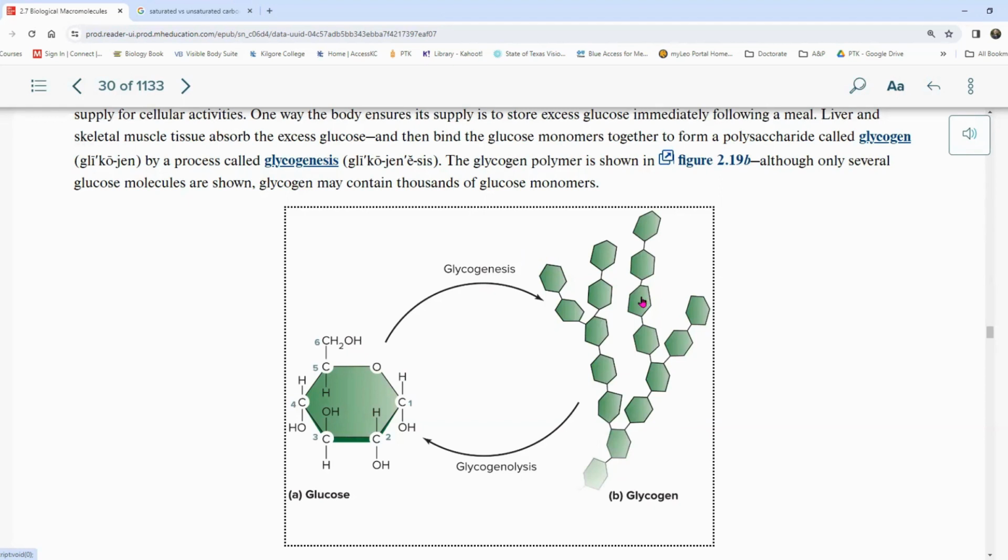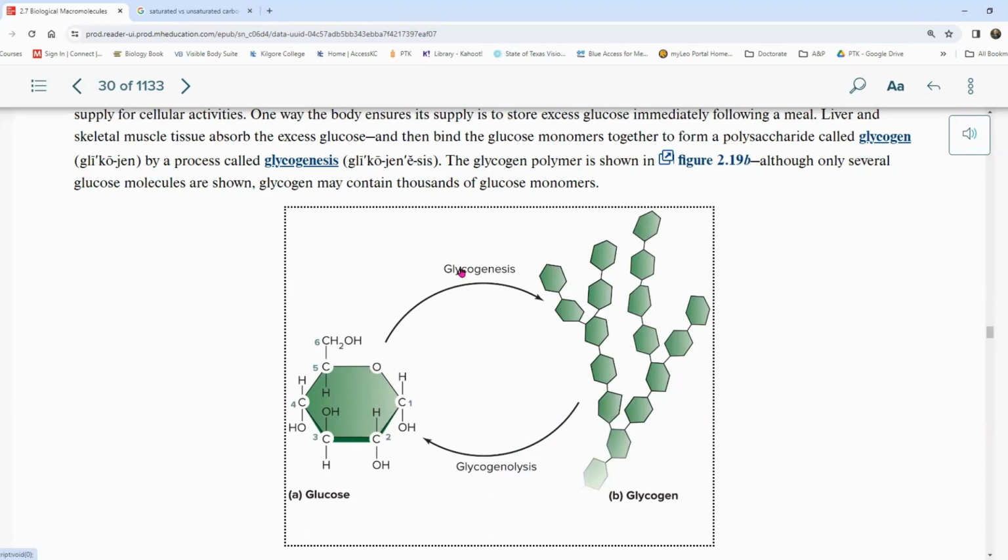Now, let's say that you haven't eaten breakfast or you've skipped breakfast and lunch. Your body is going to go through something called glycogenolysis. Remember, lysis meant to break down or separate. Glycogen, which is this molecule right here, is being broken down. So that's what glycogenolysis means. Essentially, glycogenolysis is going to take this glycogen molecule and break it apart back into glucose molecules for your body to use. So this is essentially what's happening in your metabolism.